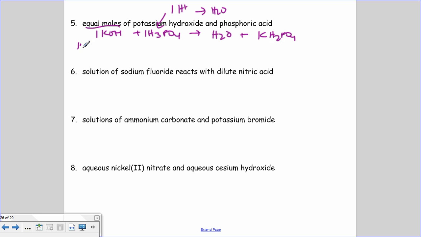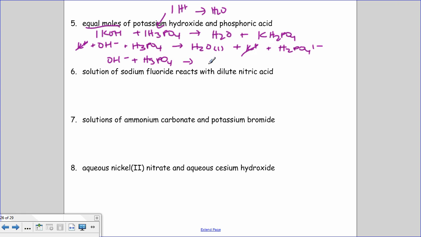Okay, so the KOH is a strong base, so we ionize that. Phosphoric acid is not a strong acid, so we leave it alone. Water is just straight up water, leave it alone. And then this is going to be a group 1 metal, so it will be ionizing to K+ and H2PO4 1-. Only thing that's able to be a spectator ion is the K+, leaving us with OH- plus H3PO4, yielding water and H2PO4 1-. So this is kind of a hard one, so this is a really good one to study.